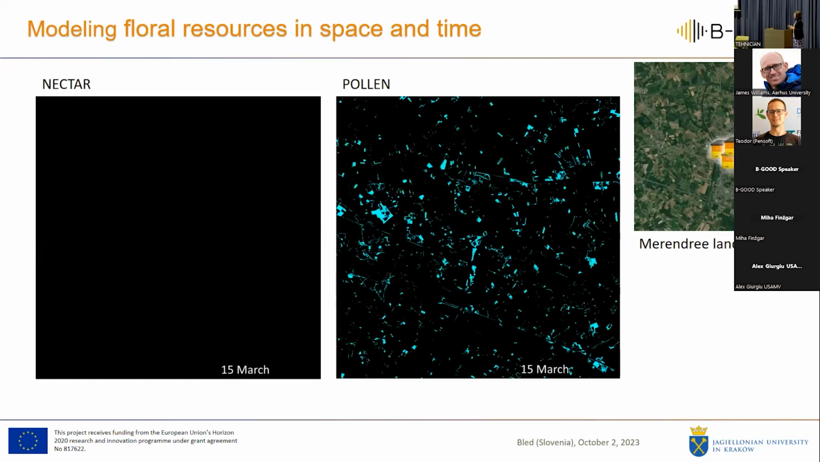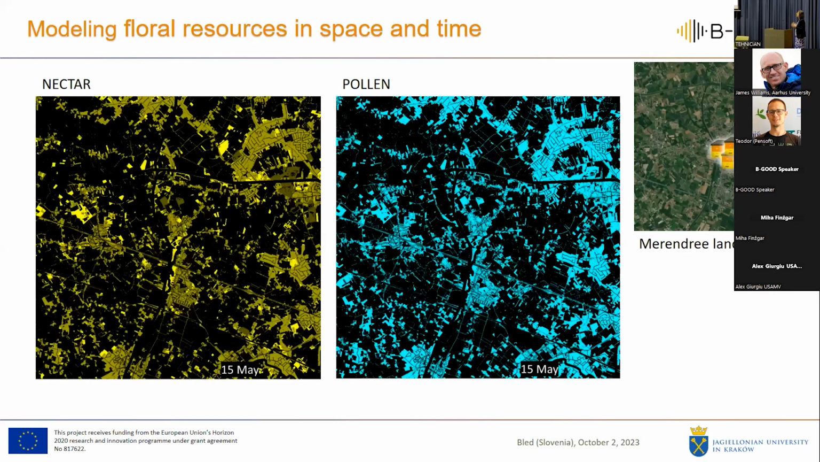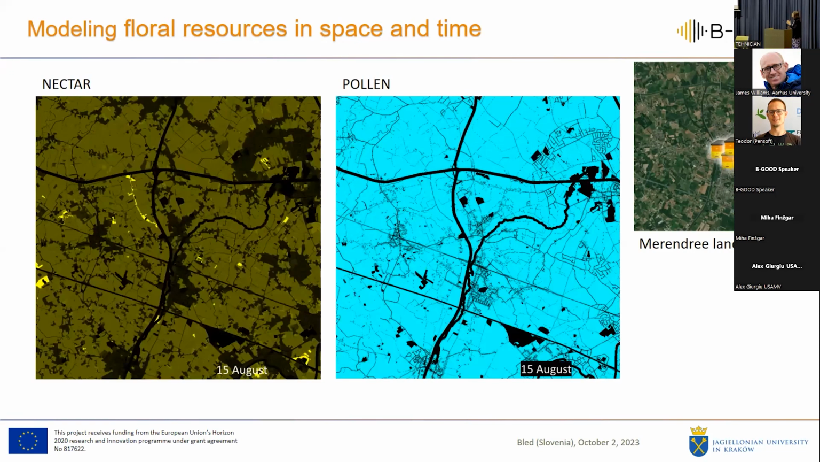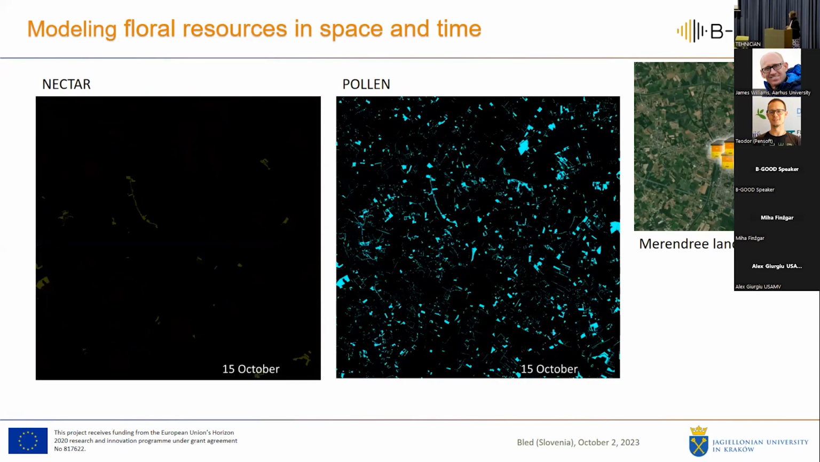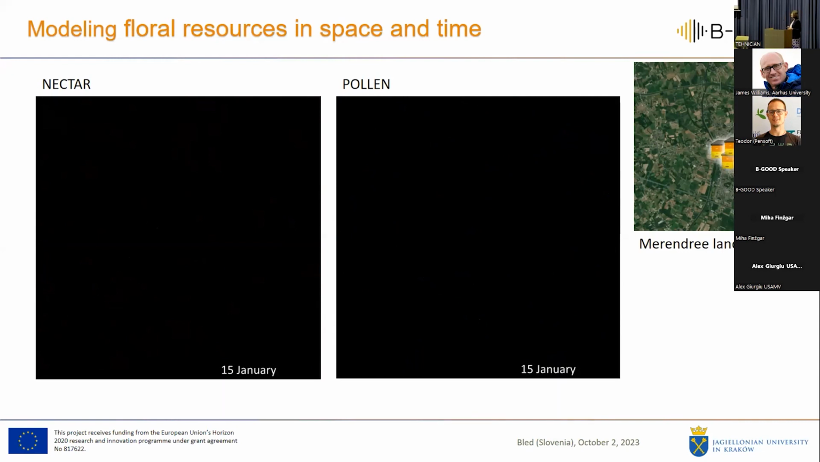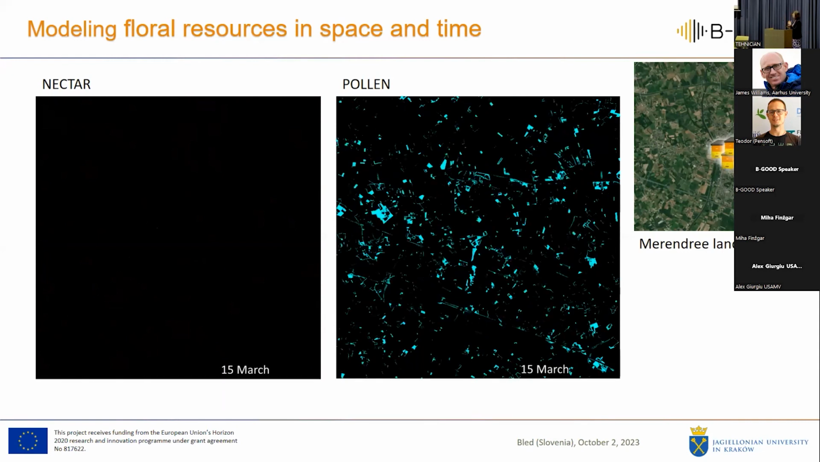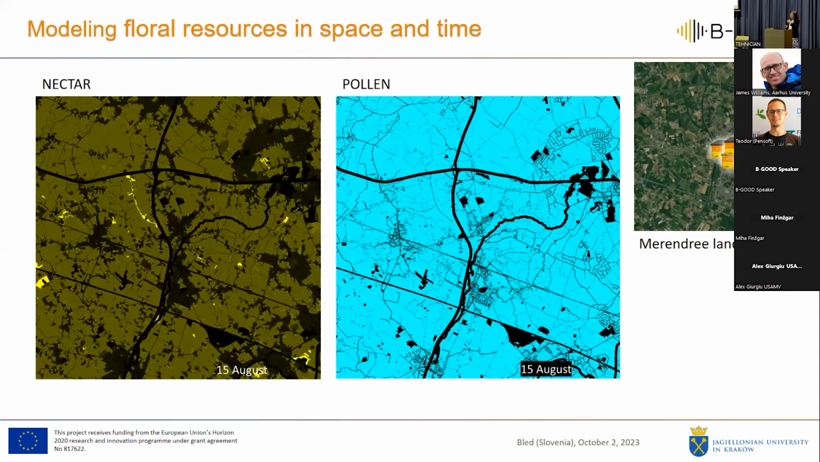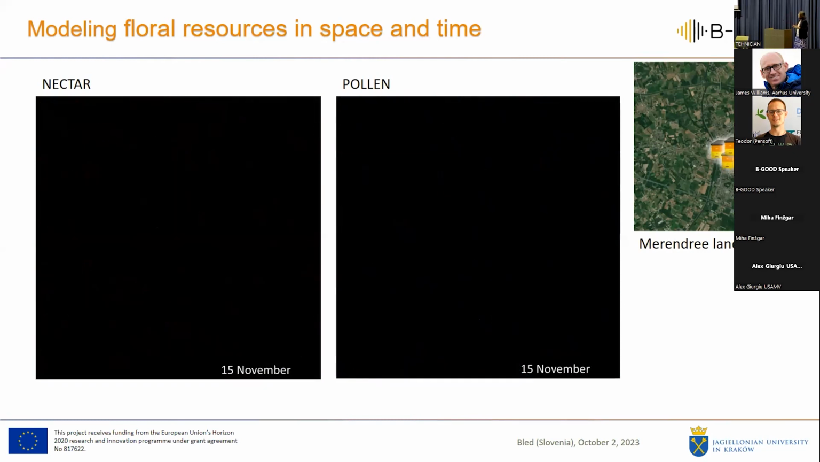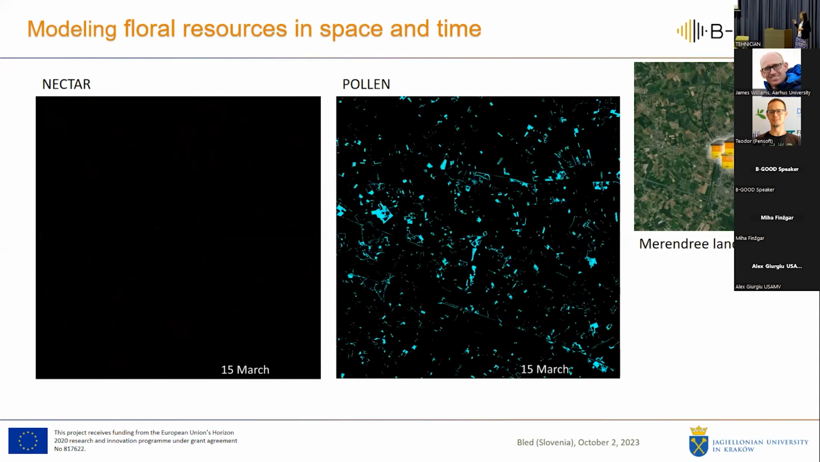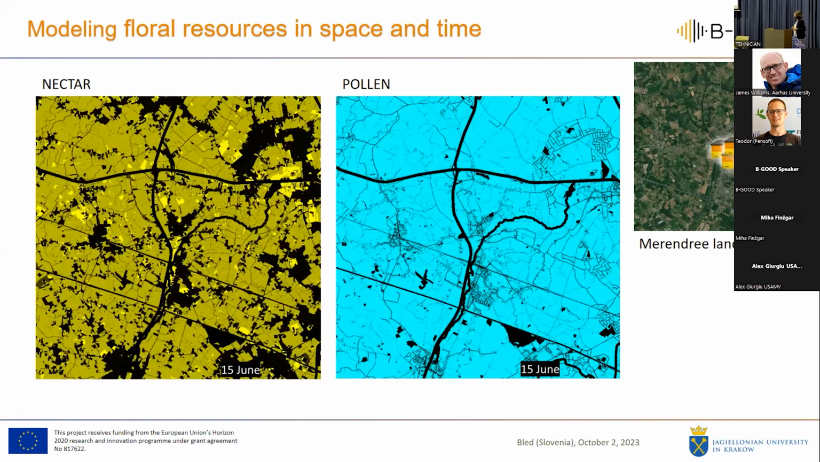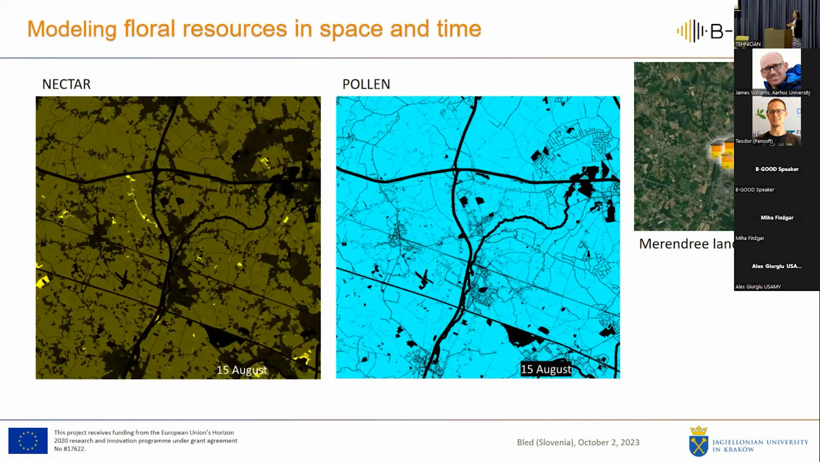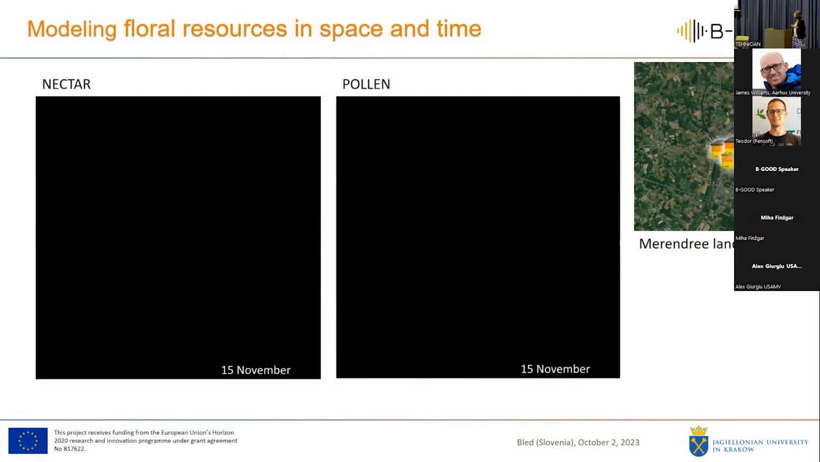I will start with this nice simulation where you see, for an exemplary landscape in Belgium, in the Merendree area, how the resources, on the left side nectar, on the right side pollen, are changing through the year. The brighter the color you see, the more resources are there. This is the area where we had a mini apiary in our big project. So it's a real study case which I'm showing you here.